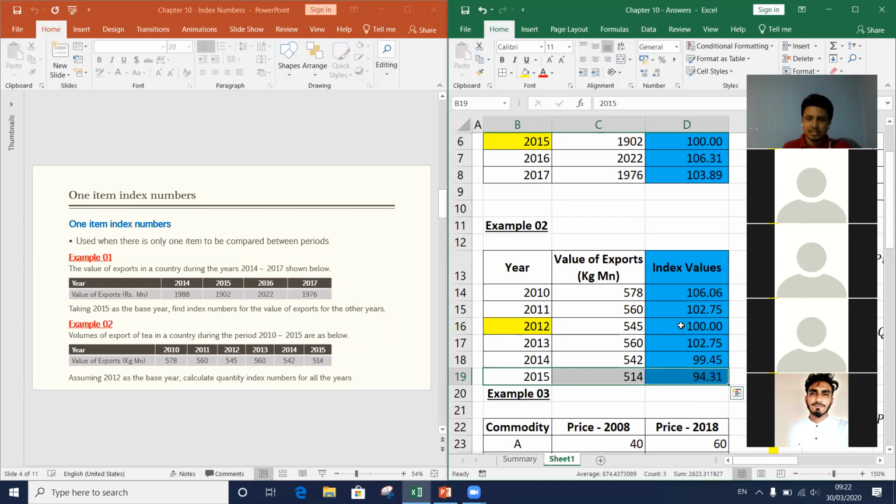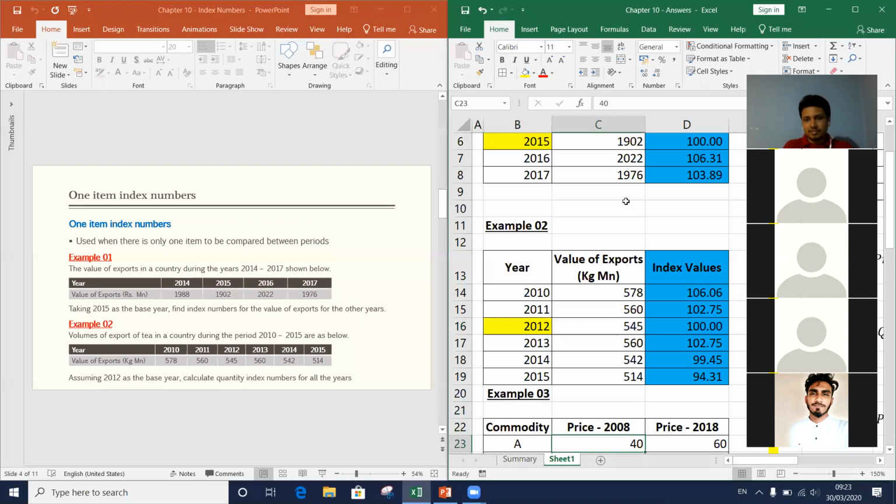Compared to 2012, the values of exports has been increased වෙලාද then decreased වෙලාද? Decreased වෙලා. Yes, it has been decreased by what percentage? It should be 5.69%, right? 5.69 කින් මොකක් වෙලාද? අඩු වෙලා. පස් වෙලා අවුරුද්දට සාපේක්ෂව.